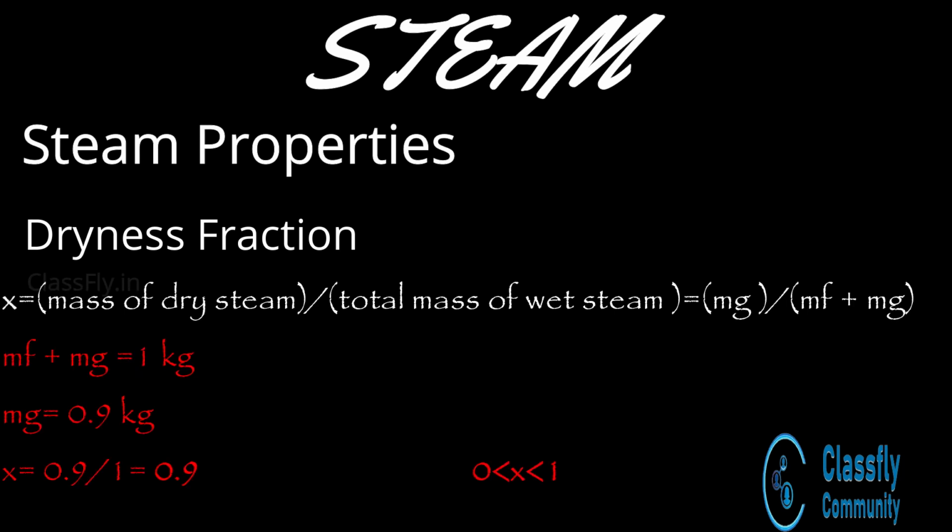For example, if there is 1 kg of wet steam which contains 0.9 kg of dry vapor, then its dryness fraction will be 0.9. This dryness fraction will always have a range between 0 to 1. For completely dry steam, the dryness fraction is equal to 1.